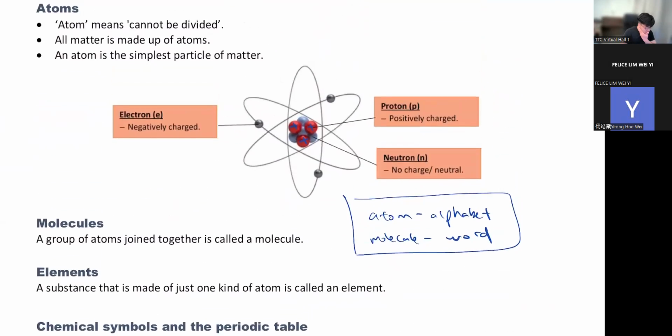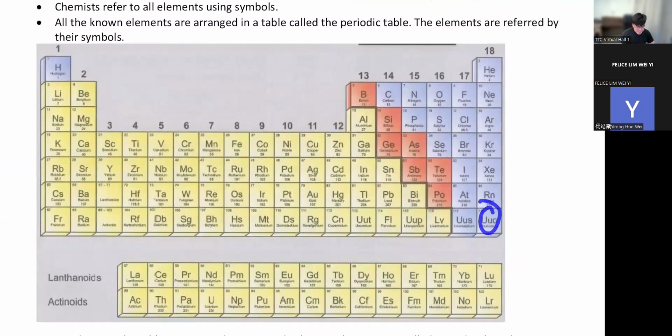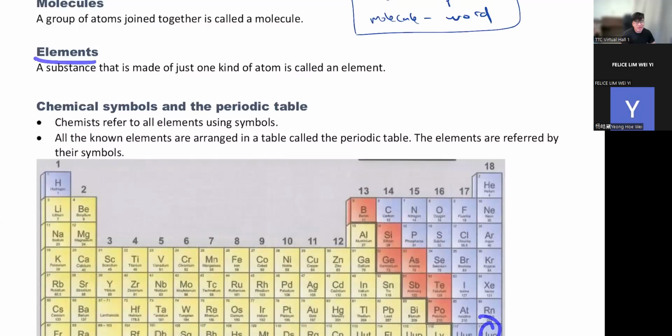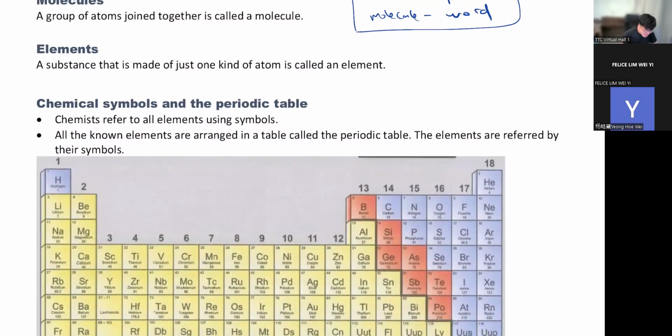So we have 118 types of atom. We call them elements. It's like your Lego blocks, you have 100 something types. So each type is called an element. How many alphabets do we have? We have 26, right? A, B, C, D, E, F, G to Z. So how many elements do we have? We have 118. So it's like an alphabet. An element is a substance that is made up of just one kind of atom.